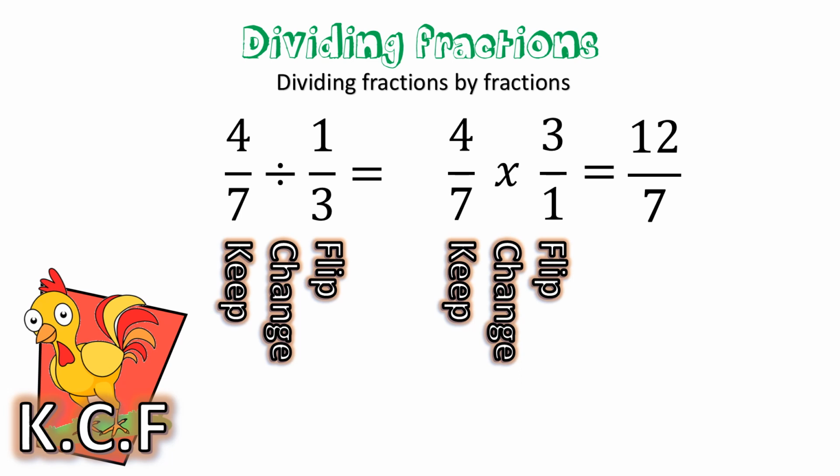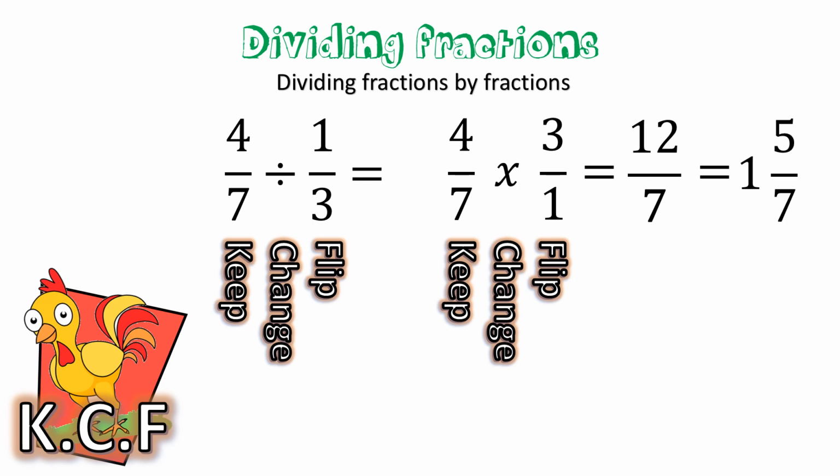So I've got 7 and then I count on 8, 9, 10, 11, 12, which gives me 5 left over. And I put my 5 over the original denominator. Well, the original denominator is 7. So my answer is 1 and 5/7.